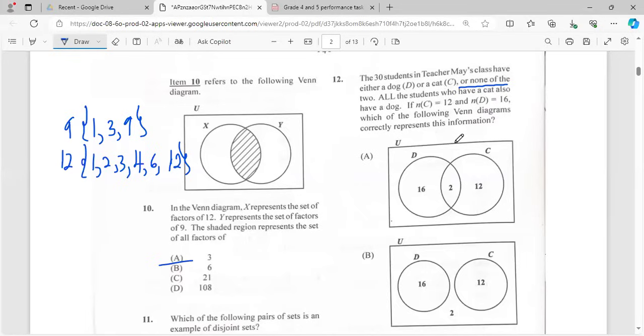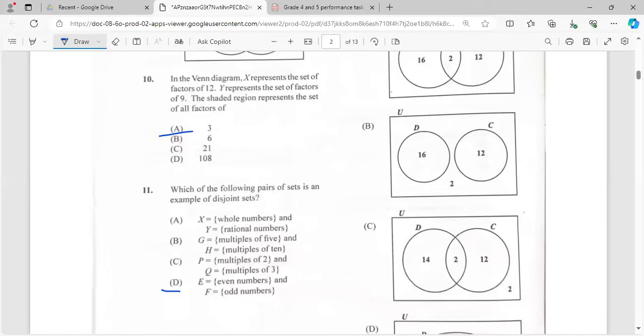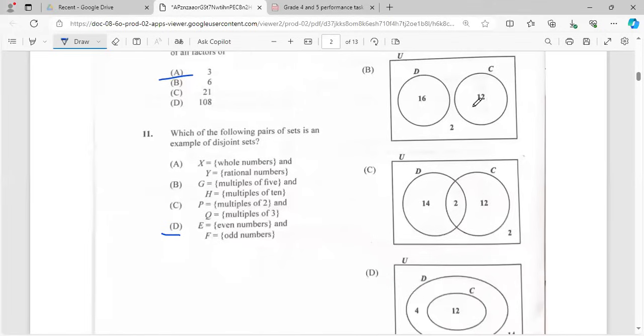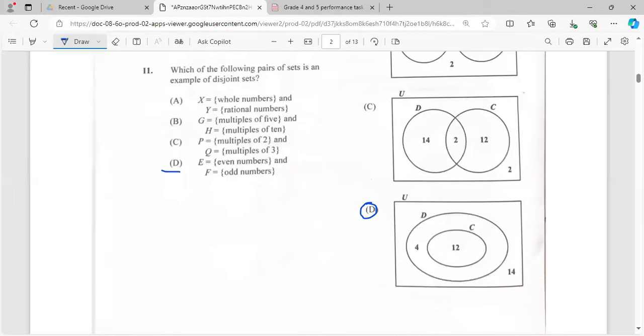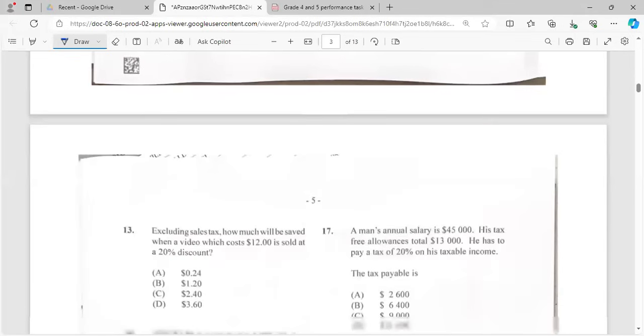And they ask, which of the following Venn diagrams? It couldn't be this, right? Because they have a disjoint set. This is saying that none of them have a cat or dog. But remember, they say all those who have a cat have a dog. So these are cat only, dog only. So that would be D. As I say, they can change it up, guys. You have to read and understand. Don't take these multiple choice questions for granted, you know. They can change them up.